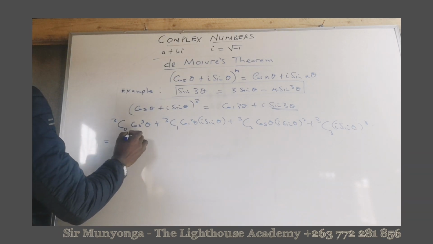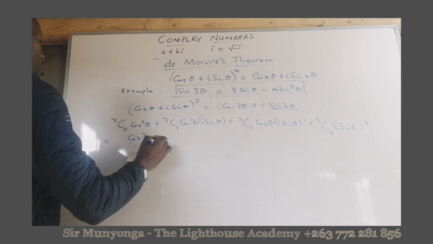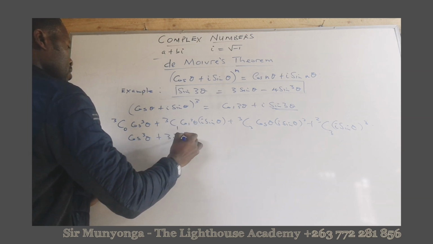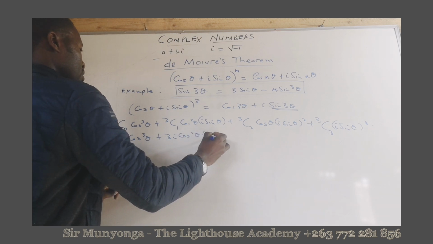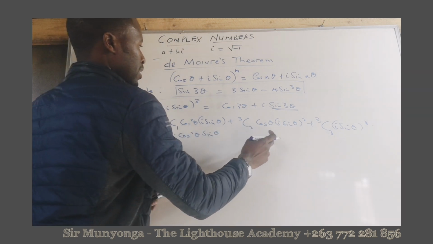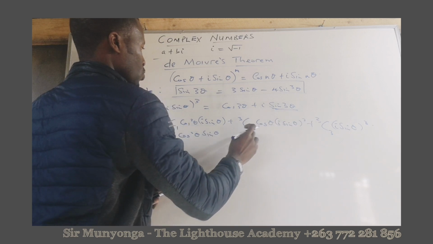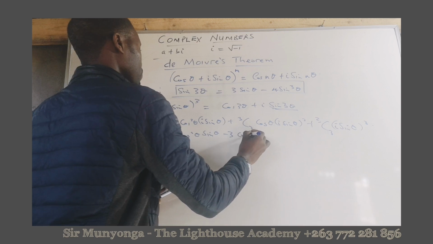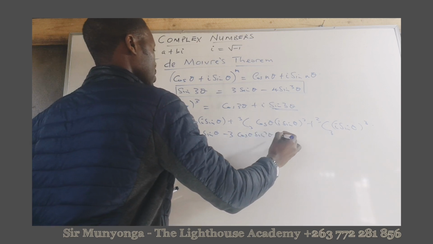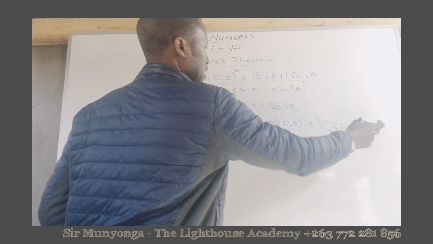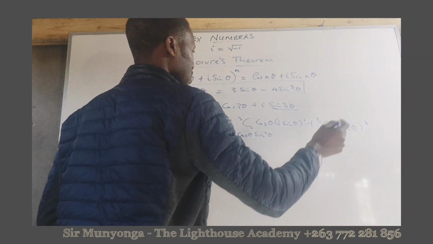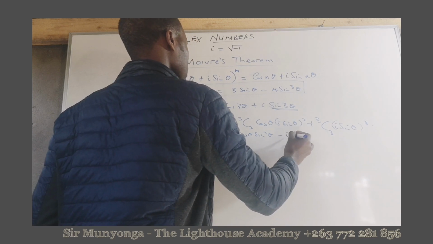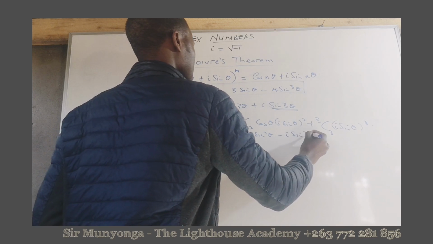3 choose 0, that's just 1, so we have cos cubed theta. Plus 3 choose 1, that's 3, so 3i cos squared theta sine theta. i squared gives you minus 1, and 3 choose 2 is 3, so it becomes minus 3 cos theta sine squared theta. And then i cubed is i squared times i, which is minus 1 times i, so that gives you minus i. So 3 choose 3 is 1, and it gives us minus i sine cubed theta.